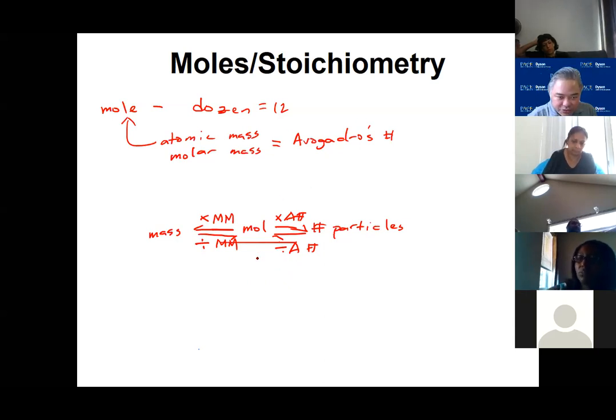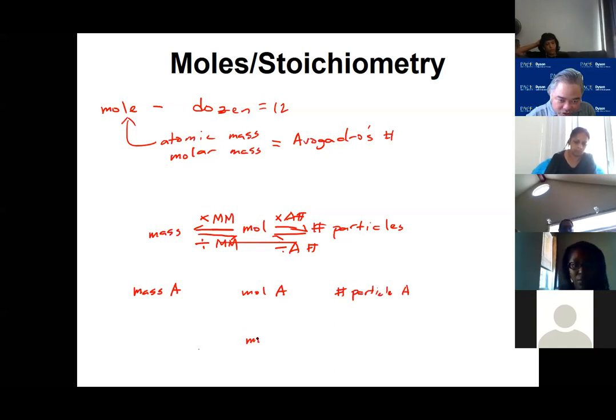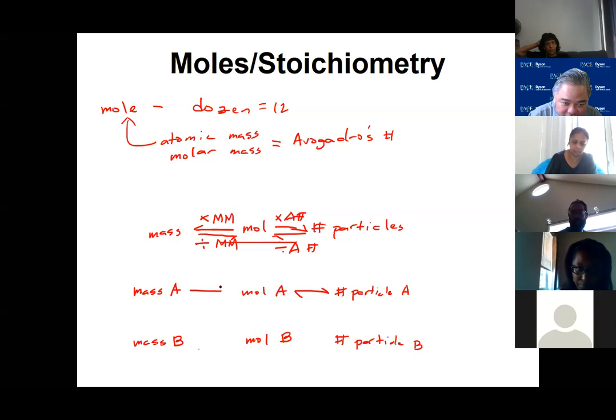Now, if you want to make it into stoichiometry, you could just say mass of A, moles of A, number of particles of A, and then you have moles of B, mass of B, number of particles of B. You follow the same route as before, but now you're going to connect the two. What will connect the two? Based on the stoichiometric ratio, or the balanced equation.